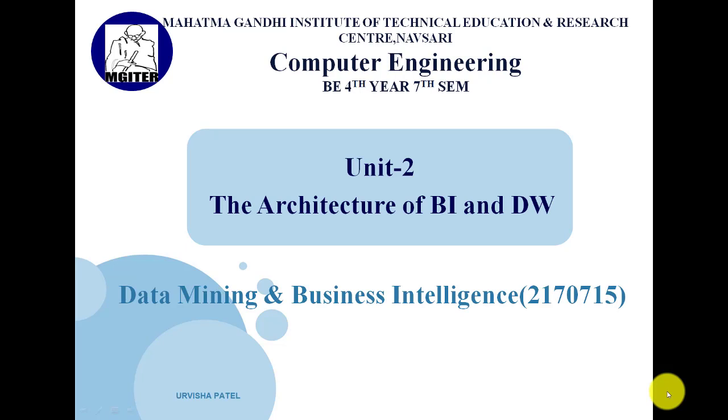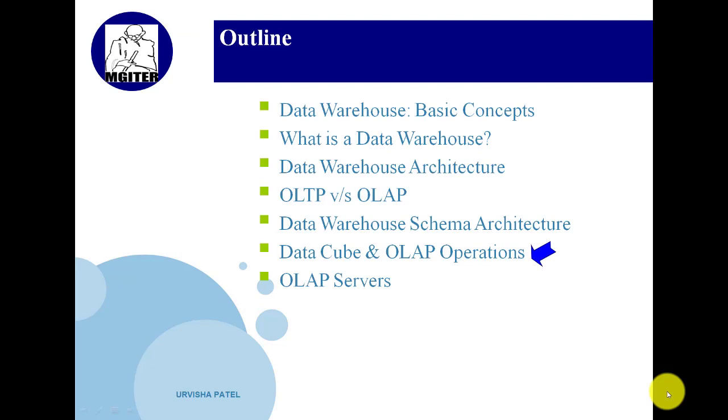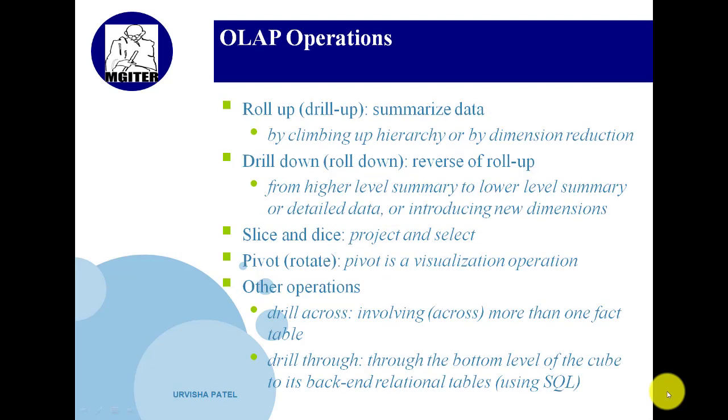Let's continue with unit number 2, the architecture of BI and DW. We have already learned about data cube and calculation of total number of cuboids in previous lecture. Now we are going to learn OLAP operations. OLAP stands for Online Analytical Processing. There are different OLAP operations.